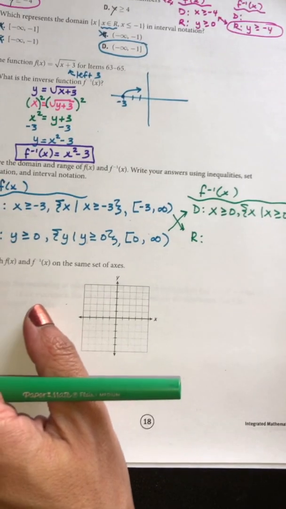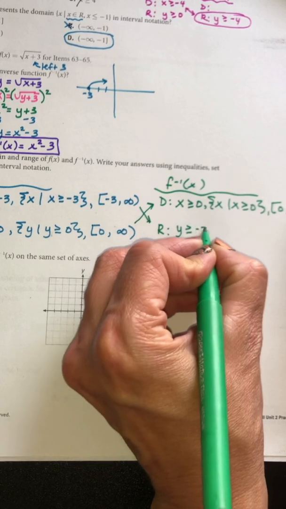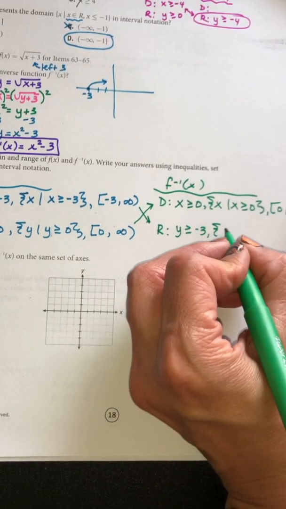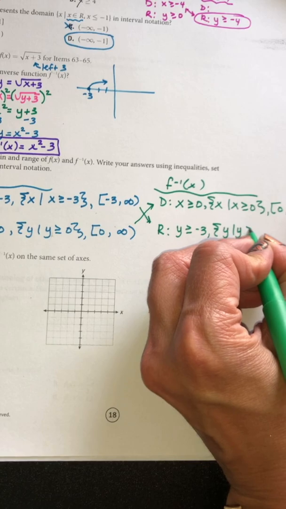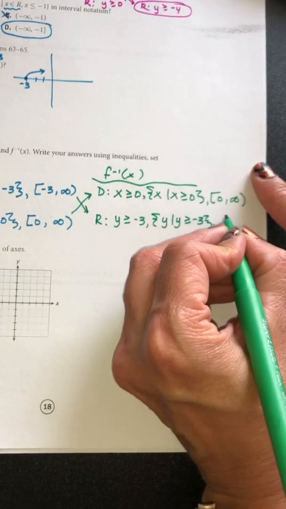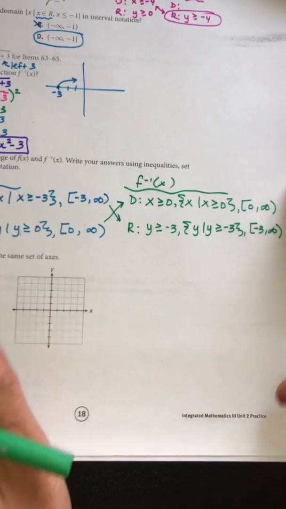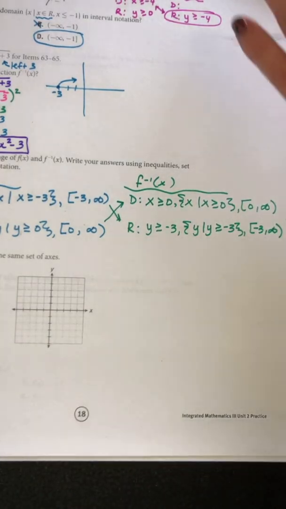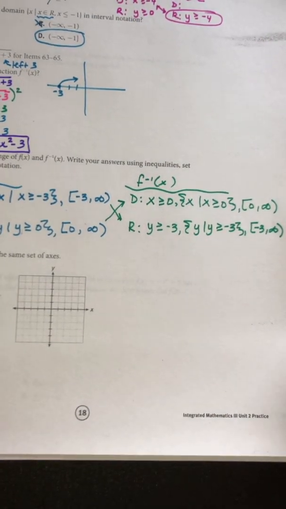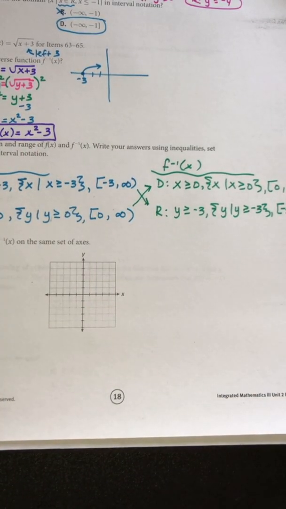And then for the range, instead of x's, we got to put y. So y greater than or equal to -3. In set notation, y such that y is greater than or equal to -3. And then from -3 to infinity. I just love how there's just such a logical process. Once you know the patterns and once you know the domain and range of the original, all you have to do is Freaky Friday it and you have the domain and range of the inverse. Easy peasy.